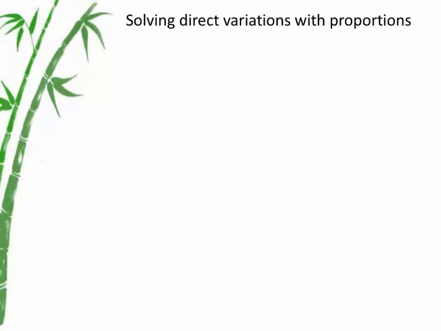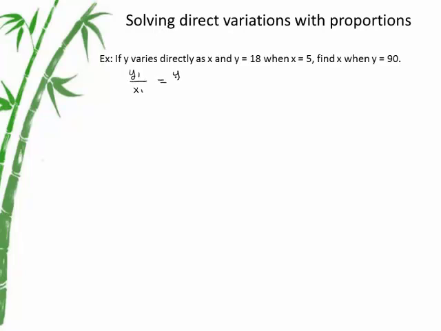We can also solve direct variations with proportions. So if y varies directly as x and y is 18 when x is 5, find x when y is 90. This doesn't mean we don't have to find k. We put our first y over our first x is equal to our second y over our second x, or our first x over our first y is equal to our second x over our second y. It doesn't matter which way you do this so long as you have both y's on top or both x's on top.